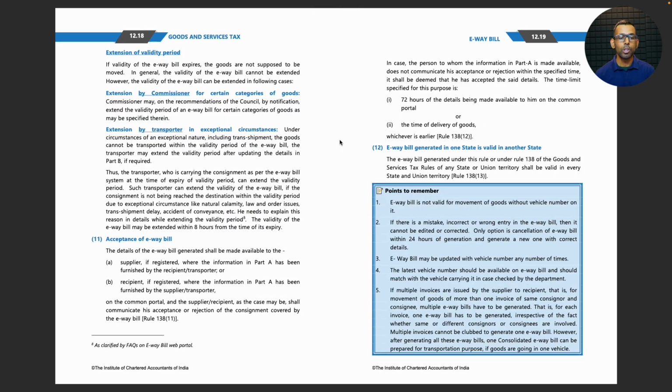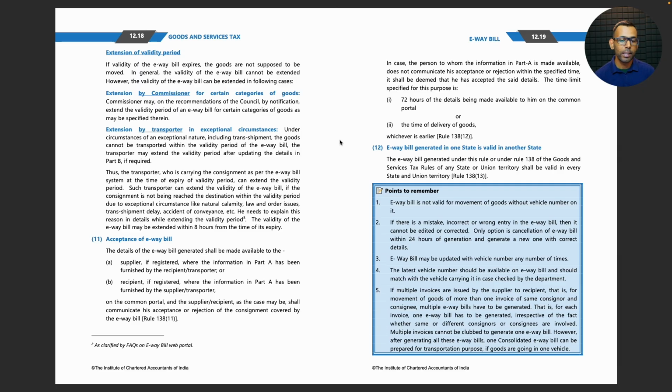Okay, extension of validity period. If validity of the e-Waybill expires, the goods are not supposed to be moved. In general, the validity of the e-Waybill cannot be extended. However, the validity of the e-way bill can be extended in the following cases. Extension by Commissioner for certain categories of goods. Commissioner may, on the recommendations of the Council, by notification, extend the validity period of an e-way bill for certain categories of goods as may be specified therein.